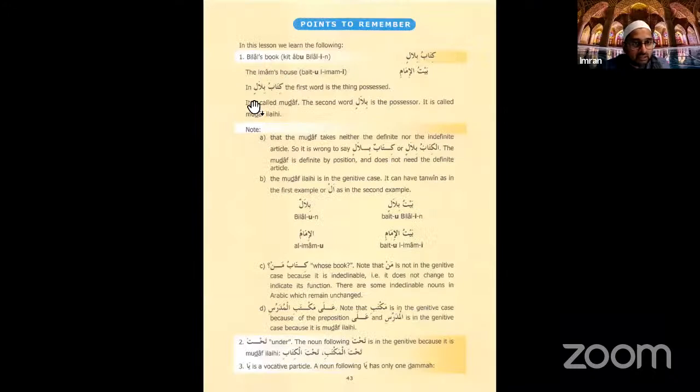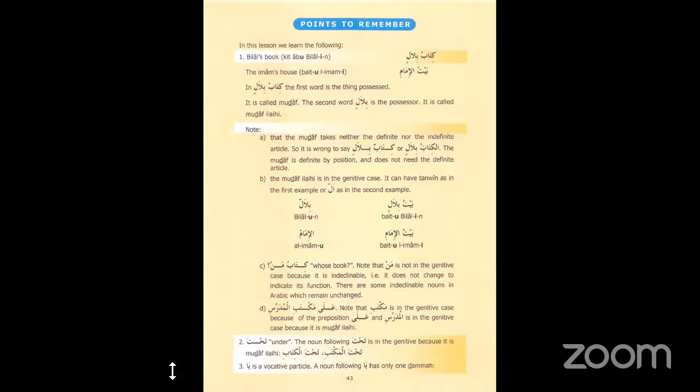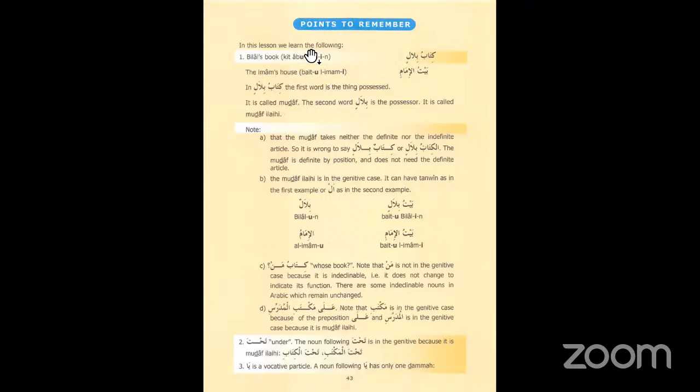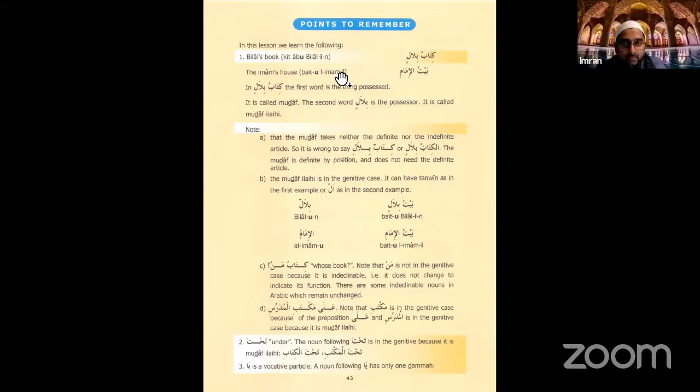Right, I'm going to ask Sister Kazim, assalamu alaikum wa rahmatullah. Would you be able to come on the mic, sister? Wa alaikum assalam wa rahmatullahi wa barakatuh. Would you be able to read the points to remember? So in this lesson, we learned the following. Can you see the screen? Yeah. Bismillah.